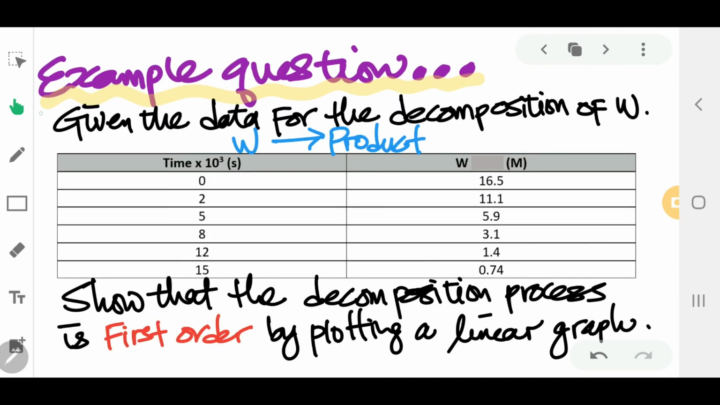Let's have a look at one example. Given the data for the decomposition of W, so you have W reactant decomposed to produce products, time is given on the left-hand side, and on the right-hand side of the table, you have the concentration of the reactant. Now we can use this information because you have the concentration of the reactant, and the question wants you to show that the decomposition process is first order by plotting a linear graph. So how do you do this?